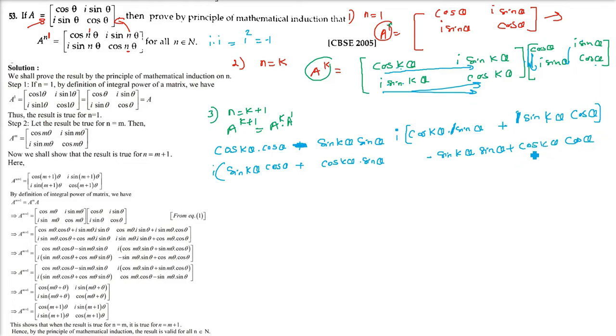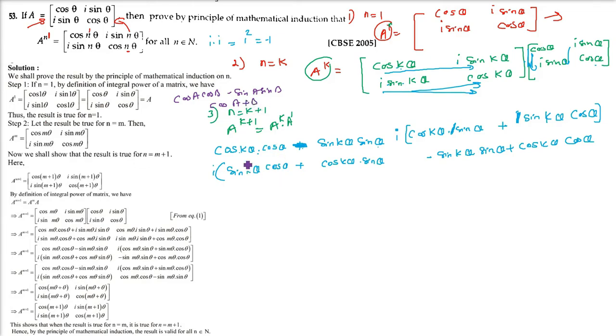Right. Now you see very carefully. We have a certain formula, a certain identity, a trigonometric relationship that we are going to use. Cos A cos B minus sin A sin B. What is cos A cos B minus sin A sin B? It's cos(A plus B). Cos A cos B minus sin A sin B will eventually give you cos(A plus B).